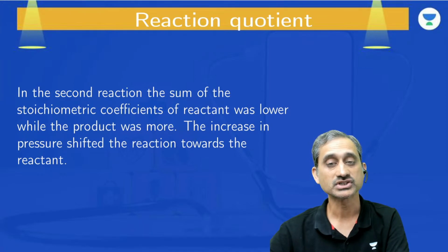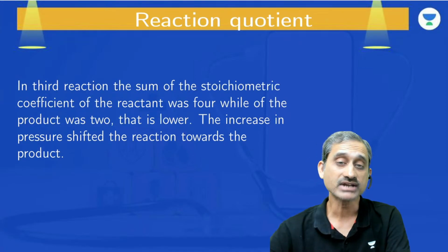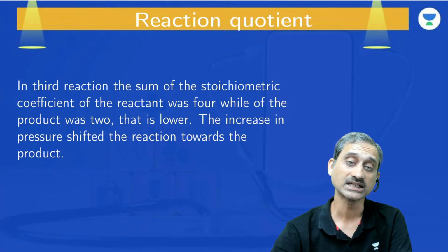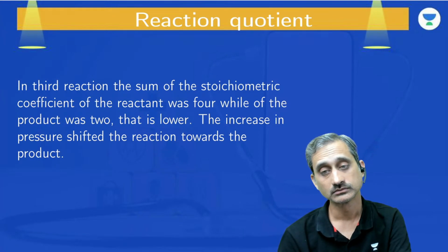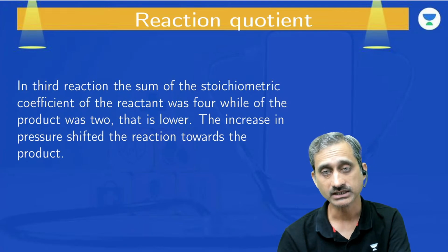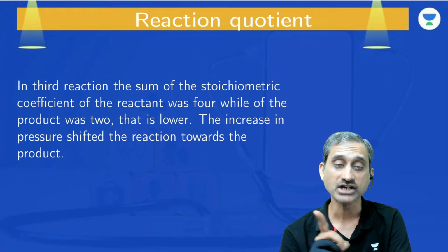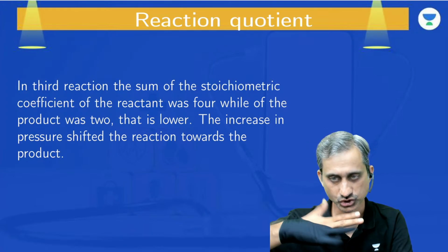So increase in pressure shifted the reaction towards the reactant. In the third reaction, the sum of stoichiometric coefficients of the reactant was 4, while the product was 2. यानी कि प्रोडक्ट में stoichiometric coefficient कम है. Now increase in pressure shifts the reaction towards the product. कुछ समझ आ रहा है?